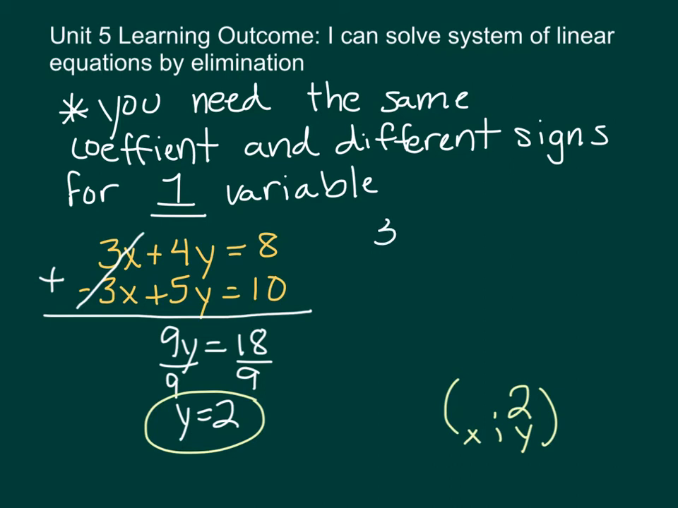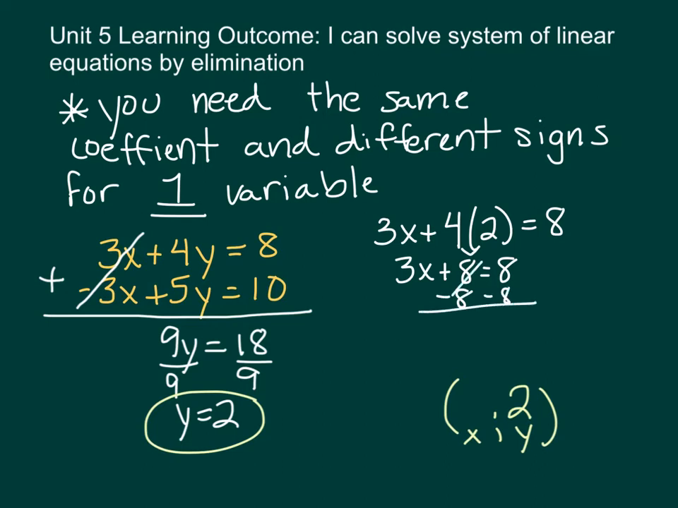So I've got 3x plus 4, and instead of y, I'm going to write 2, equals 8. So I have to solve for x. I've got 3x plus 8 equals 8. Solving, I'm going to subtract 8 from both sides. 3x equals 0. Divide by 3, and x equals 0. So that's my other point: x is 0, y is 2.